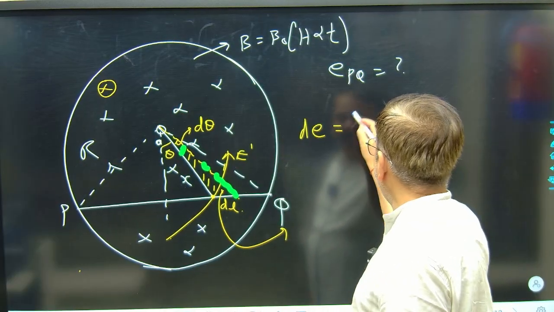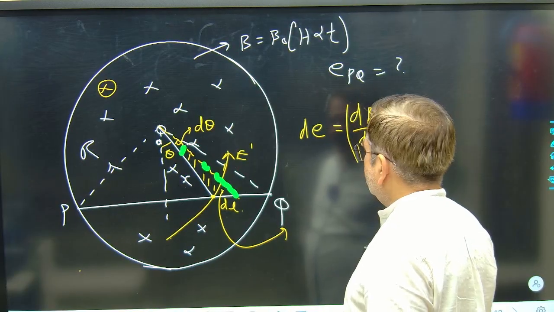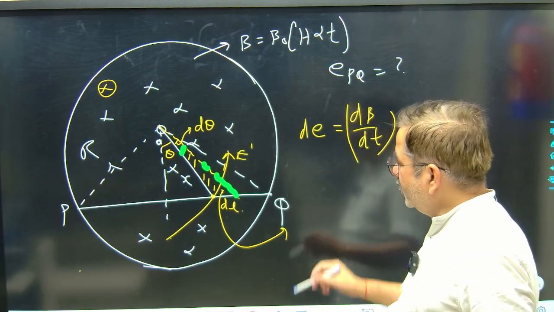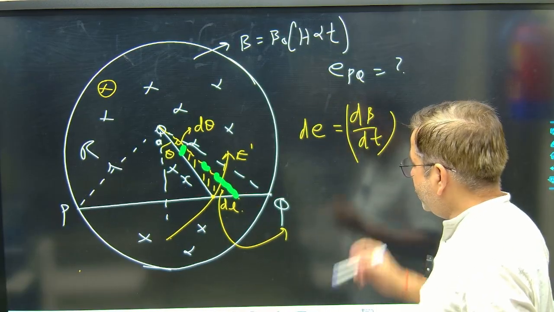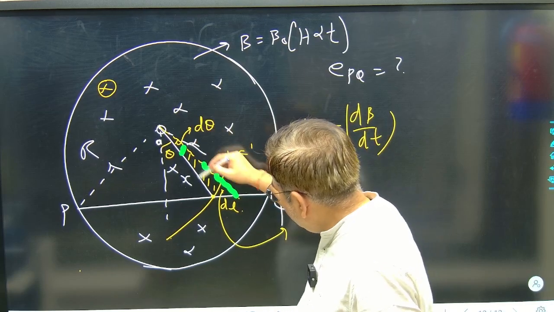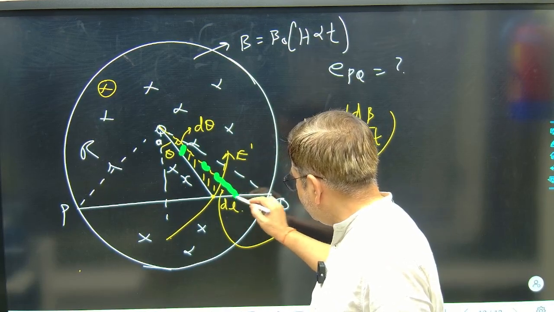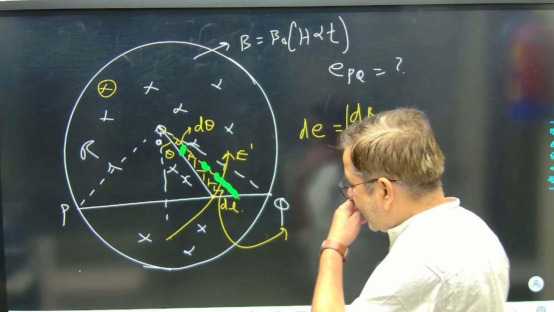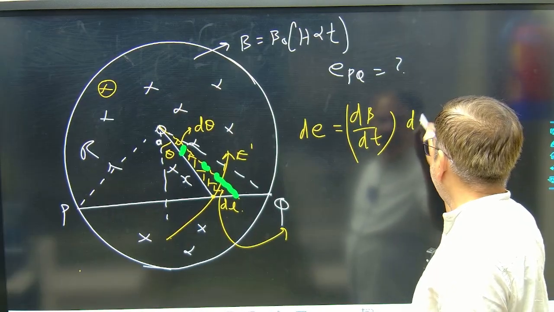The value will be dB by dt, the rate of change of the field, into area. For this element, what is the area bound? If I see the area, what can you see? This is the length L, this is the length X, and here you see it is the DL, but this is a small triangle. So for this triangle, what can I say, the emf is d by dt into the small area dA.